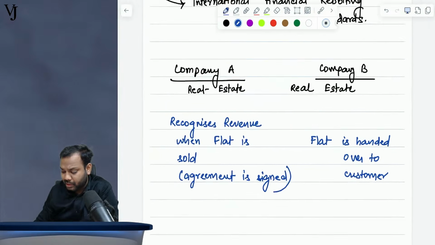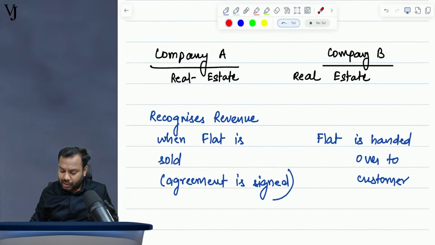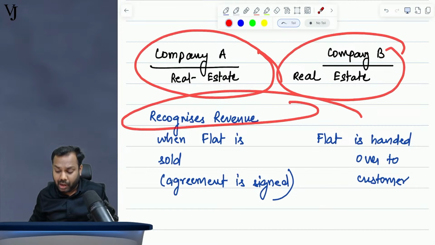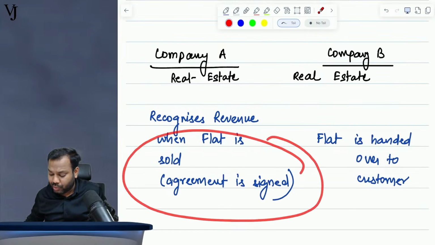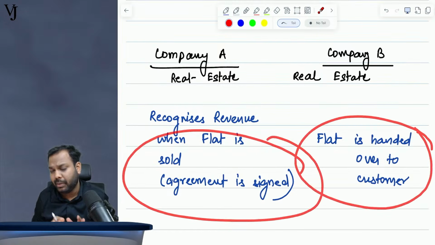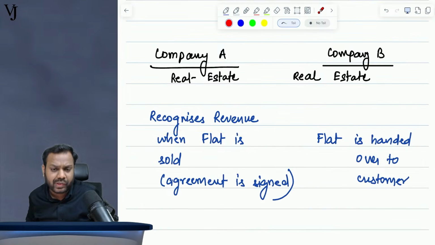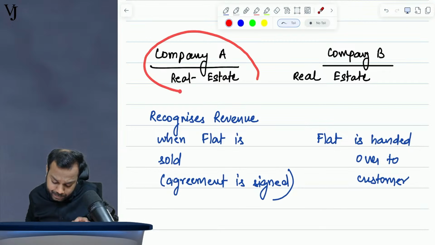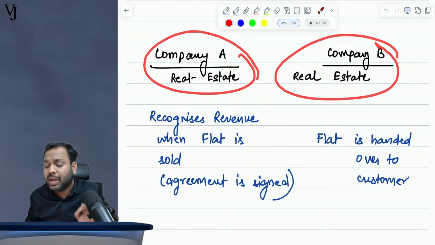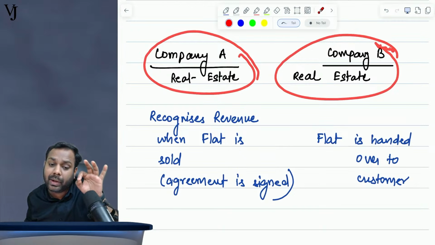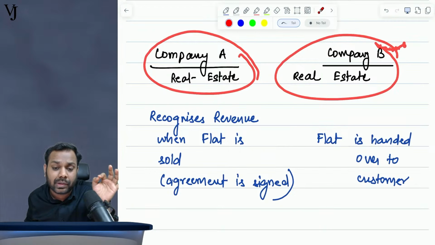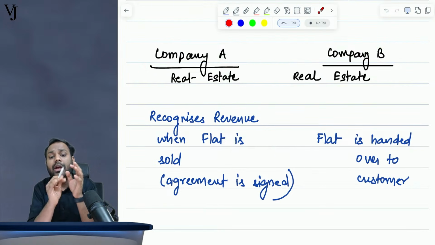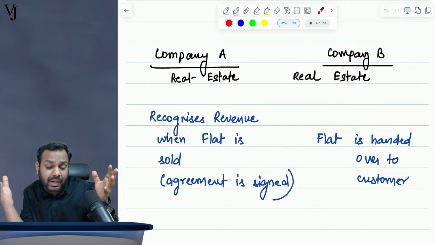Now what happens? Different companies in the same industry for the same type of transaction are giving different accounting treatment. Tell me, if this is the situation happening, can I compare company A with company B to measure the performance? No, I won't be able to. Why? Because they are following different accounting treatments.